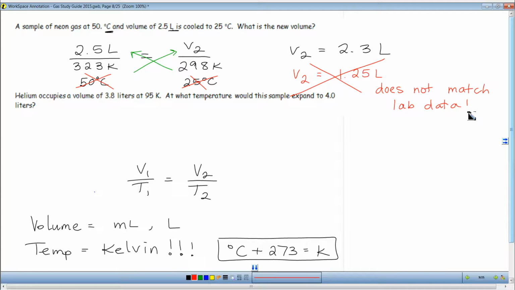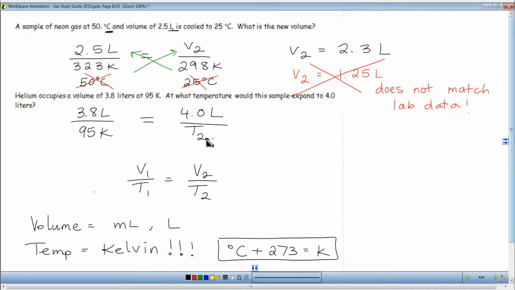Okay, so super easy. This helium one is even easier because the temperature is already in Kelvin. This is an insult to your intelligence. Plug and chug is what I love about gas laws. Helium occupies a volume of 3.8 liters at 95 Kelvin. There's my initial conditions already. At what temperature would the sample expand to 4 liters? 4 liters is my final volume. I want to know the temperature, T2.